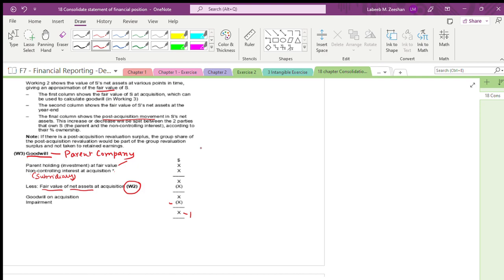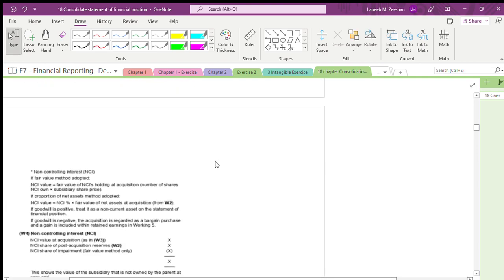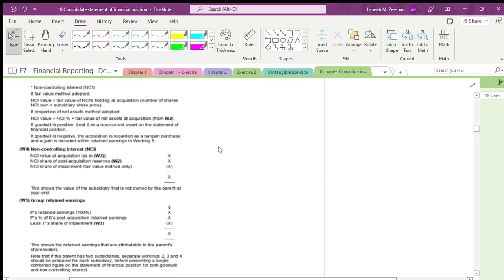This calculation belongs to the parent. Subsequently, if you go further, they say if the fair value method is adopted, we will use the fair value of non-controlling interest at acquisition. I will get back to you on that when the moment comes. If goodwill is negative or positive, there will be both options. Goodwill can be negative and goodwill can be positive. What is working 4?